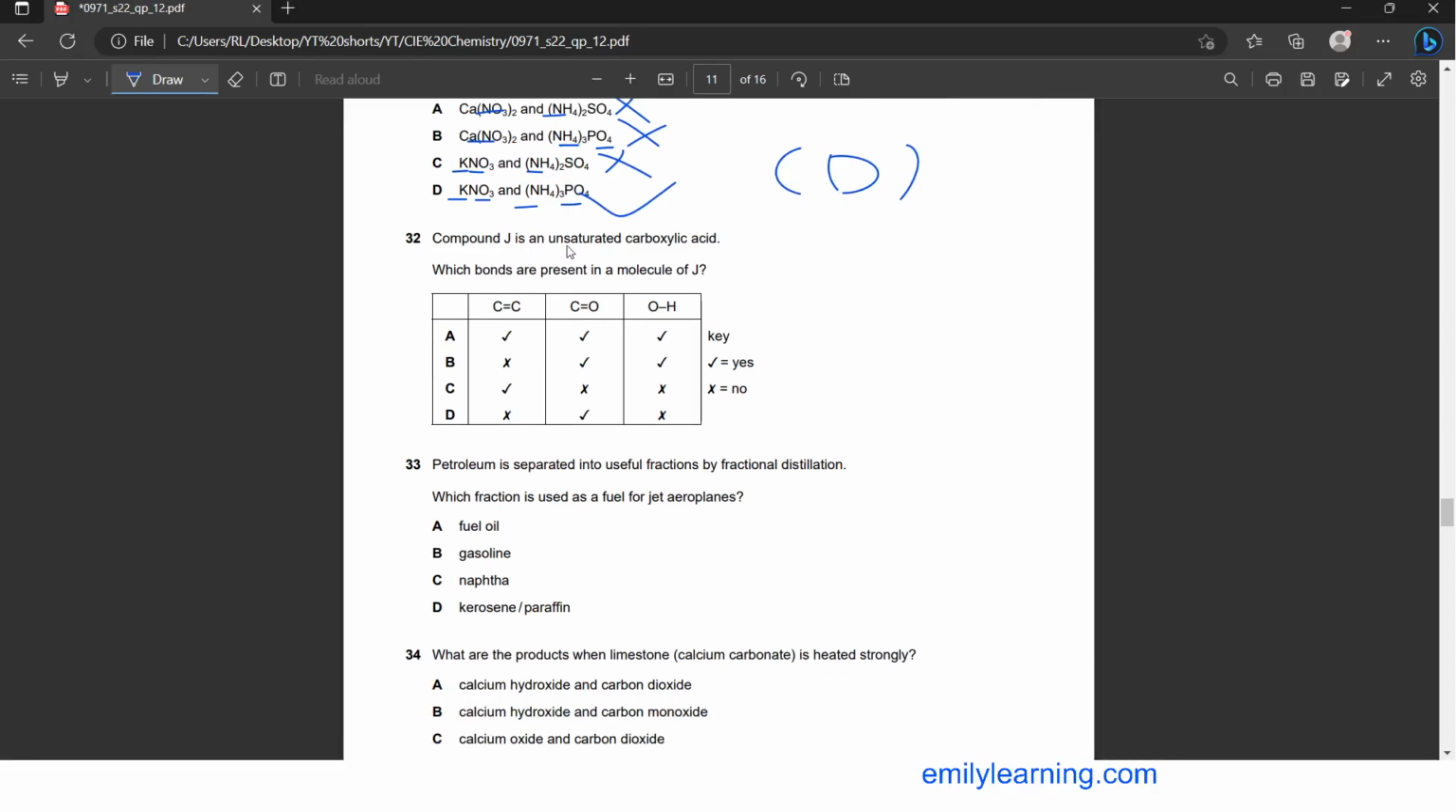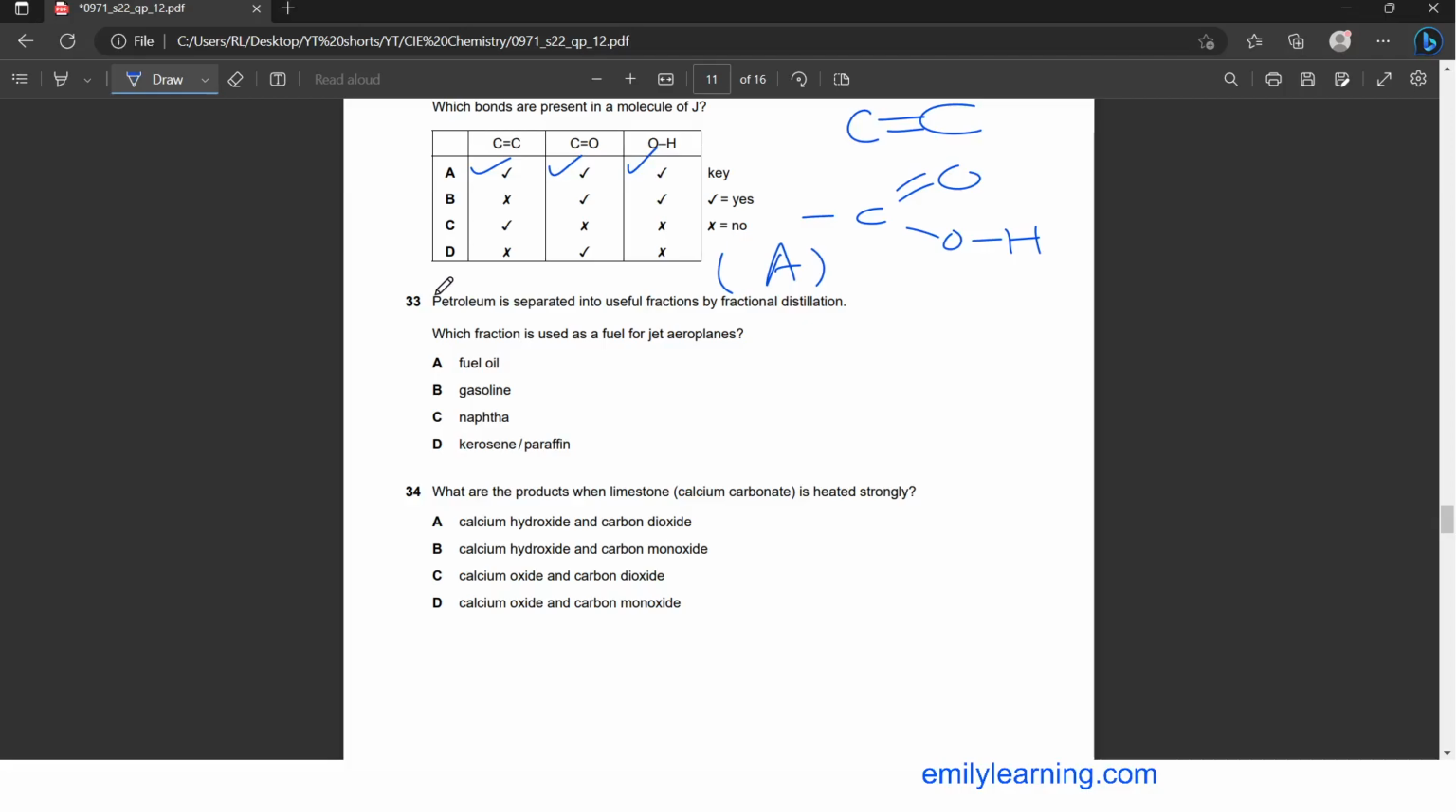Question 32, compound J is an unsaturated carboxylic acid. Unsaturated means it contains a C=C double bond. Carboxylic acid means it has the COOH functional group. So it will have a C=C double bond, it will also have a C=O double bond, and it will also have an OH. So the answer is A. All these bonds are present in an unsaturated carboxylic acid.